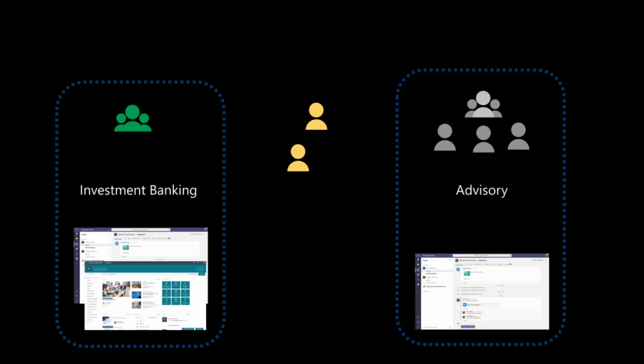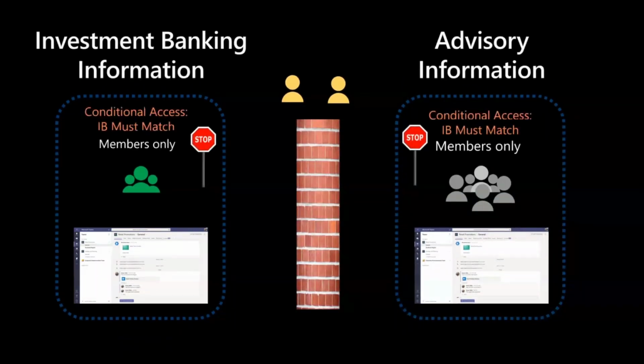Really, the requirement is that an investment banker should be able to access their investment banking related information. The advisors should be able to access their advisor related information. But then more importantly, only they should be able to access it. Investment banking resources should not be accessible by advisory department users or even the rest of the employees in your organization. That's why the conditional access information barrier must match in order to access content, a SharePoint site or OneDrive content.